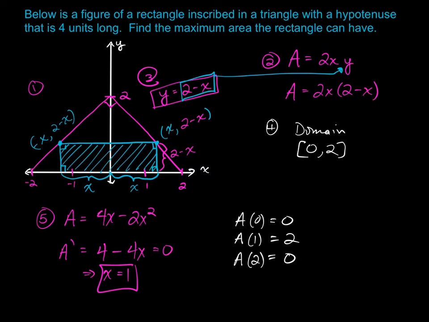So the maximum area is 2 units squared. Right, so you need the units over here, 2 units squared. That'll be the maximum area because that's the largest number in the list, 0 or 2. 2 is larger than 0. That being said, I guess we answered the question. Find the maximum area the rectangle can have. 2 square units.